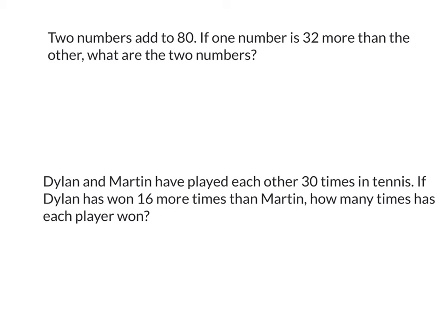So when using simultaneous equations, you define two variables. You let x equal one of the things you're trying to find and y equal the other thing you're trying to find. So there's two numbers here. So I'll just let x be the smaller number and y be the larger number. So I've defined two variables.